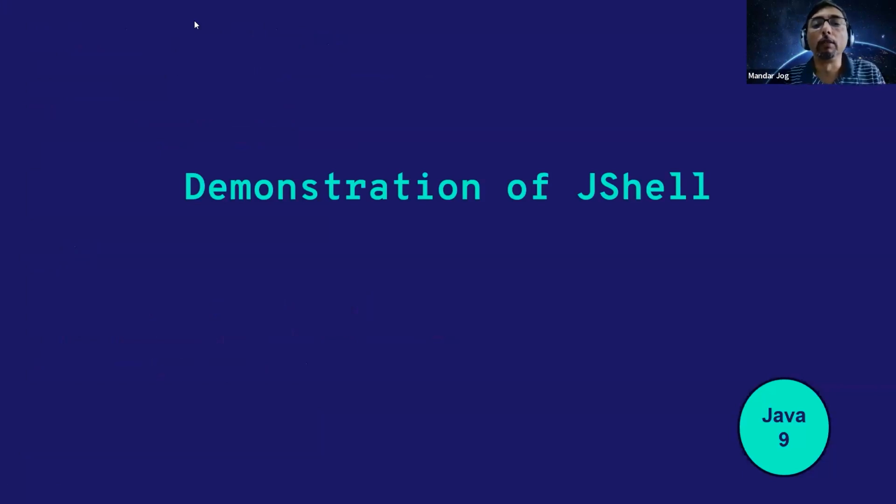Okay. Dilip, that s variable was a typo. I was not supposed to add that in my first example. That was a typo. Okay. Now, what is JShell? Let me show you that if I can.